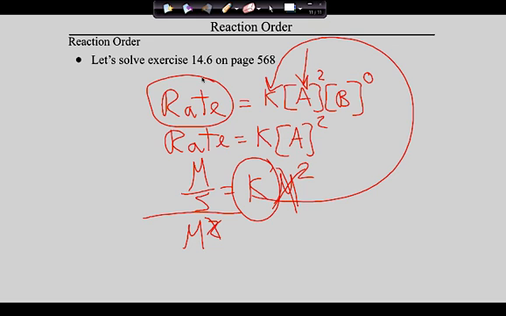So the actual reaction orders of the reactants, those don't affect the value of K. They affect the units for K. They don't affect the value. The value for K is a function of temperature, those things.